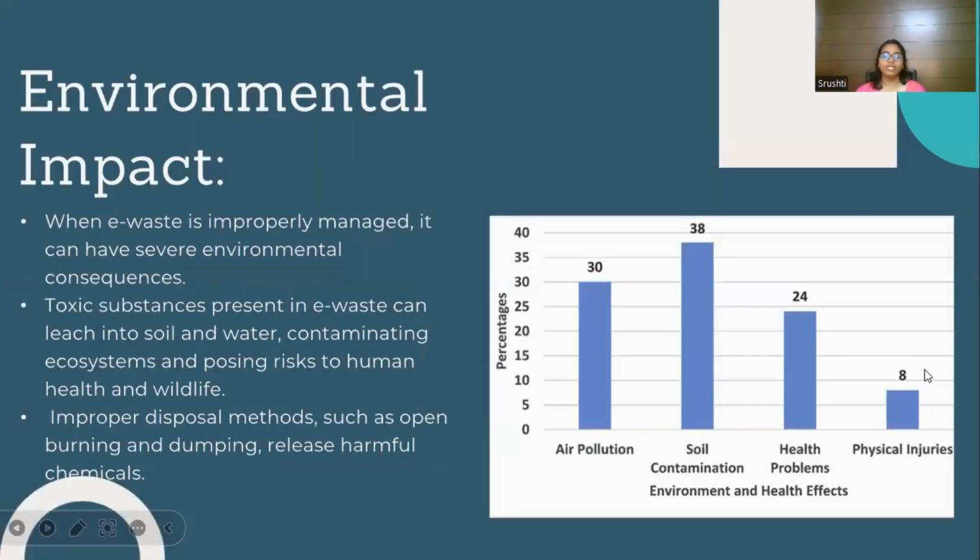Let's move on to the environmental impact. Any kind of waste, let it be e-waste, solid waste, chemical waste, industrial waste, causes environmental impact and health impacts on organisms present on Earth. So let us learn about the environmental impacts of e-waste in this slide. When e-waste is improperly managed, it can have severe environmental consequences. Toxic substances present in e-waste can leach into soil and water, contaminating ecosystems and posing risks to human health and wildlife. Improper methods such as open burning and dumping release harmful chemicals.